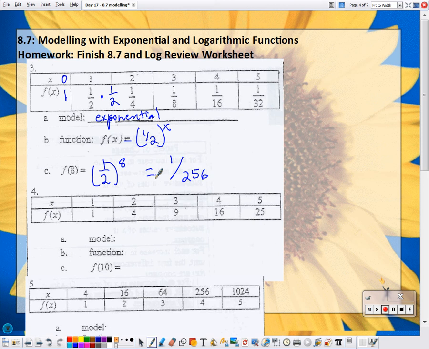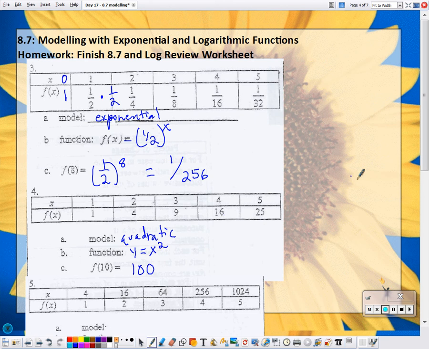Right, when you look at number 4, hopefully you notice a pattern here. Now, I could do the second differences, or I could just take a moment to notice that 1 squared is 1, and 2 squared is 4, and 3 squared is 9, and so it is quadratic. And honestly, guys, I'm not so worried about this one because we studied quadratic functions first semester, and that is not our focus today. So it's just x squared, and f of 10 is 100.